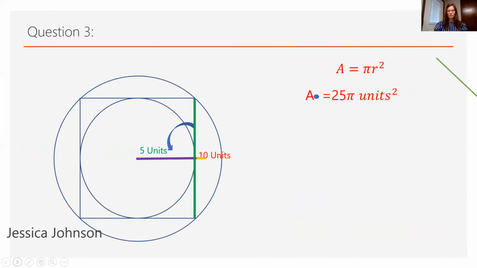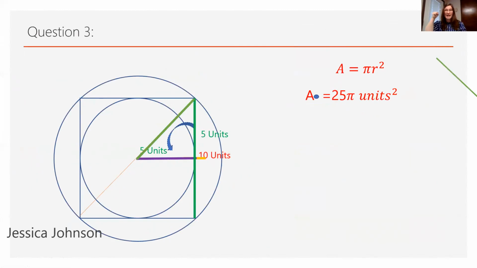Now to find the radius of the larger circle. The larger circle will have a radius the same length as half the diagonal of the square, only half. And we need to use the Pythagorean theorem to figure out the radius. We only need to use this portion of the diagonal because remember I said that it was only half of the diagonal, this portion right here.